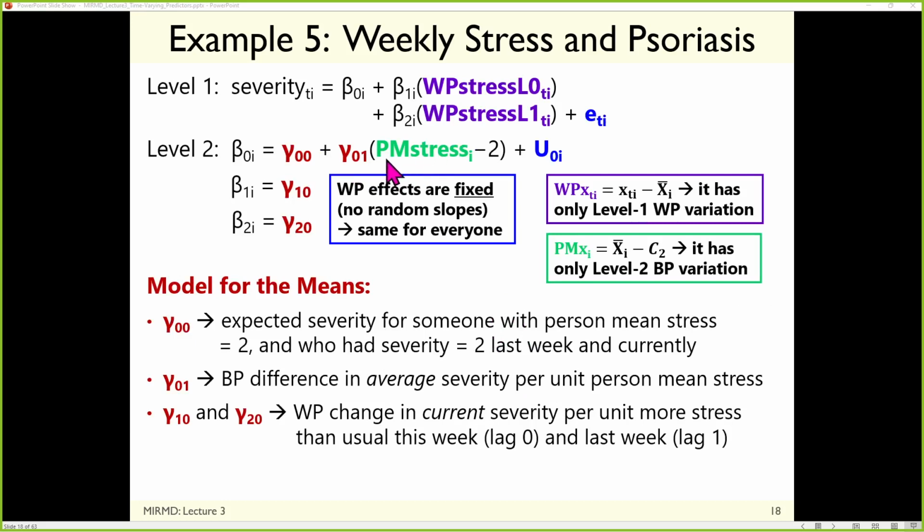Then at level 2, I have a main effect of person mean stress, and I centered it near the mean of that variable, which was a 2. So now my fixed intercept is going to tell me the expected outcome when all the predictors are 0, just like usual. Here, that's the expected severity this week for someone whose person mean stress is a 2, and someone whose stress was at their own mean both last week and this week, because that's when these within-person variables are at 0.